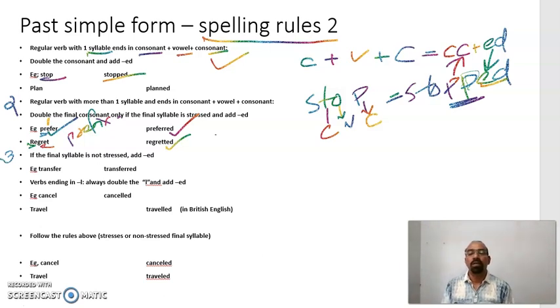Third rule. If the final syllable is not stressed, simply add ed. For example, transfer. Here the stress comes in the initial position. Transfer. So we usually do simply adding ed. Transferred. Don't write R twice here.